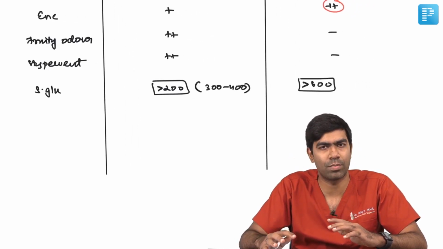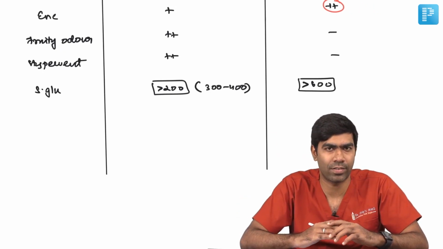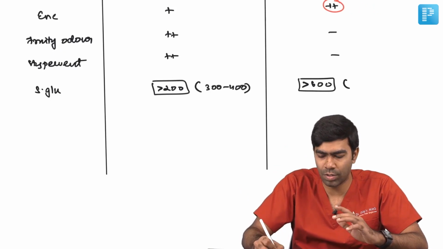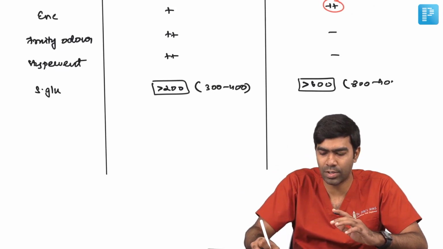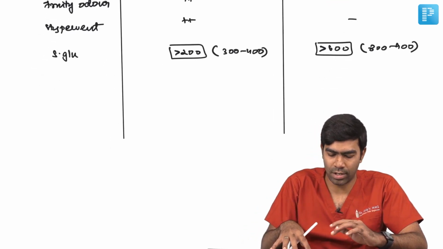Whereas in HHS, it will be usually more than 600. To produce that much hyperosmolarity, you need a very high glucose. That's why it comes subacute. It takes a long time to reach that 600, 700 level. But usually the glucose will be in the range of 800 to 900. Criteria wise, it's more than 600. But usually they will be presenting with a sugar of 800 to 900.